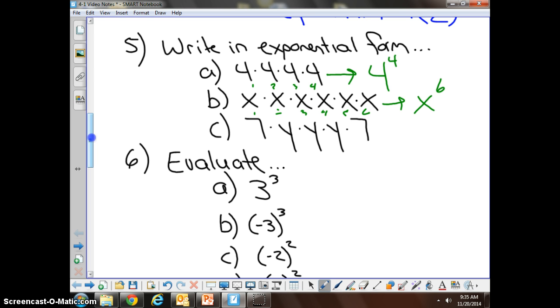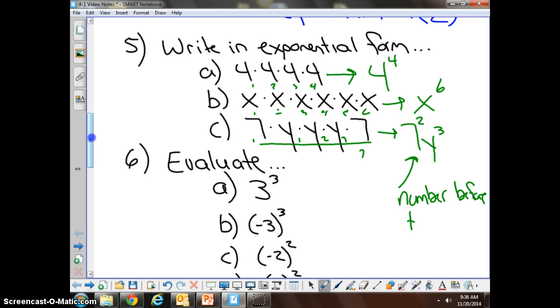And in this case, we've got a couple of different things going on here with the number 7 and with the letter y. So we are going to count our 7s and we get 2. And we're going to count our y's and we get 3. And so we're going to express this as 7 squared times y to the third. And we do want to make sure that if you have a number and a variable together, you put the number before the variable when you're writing in exponential form.